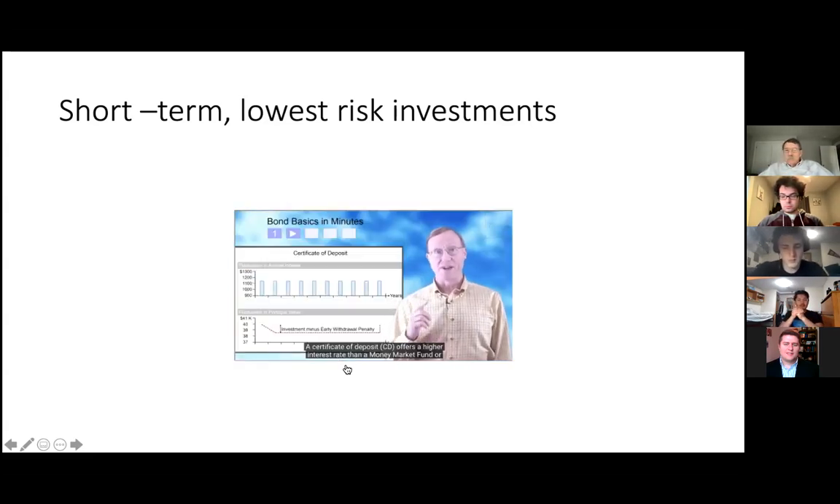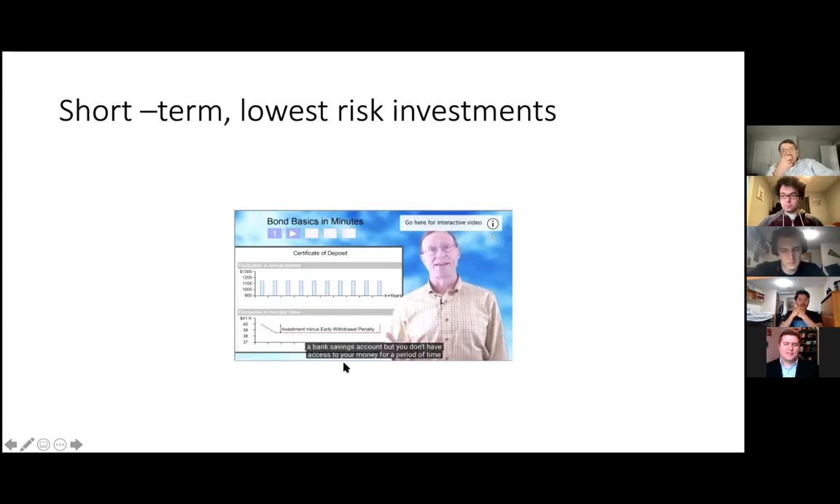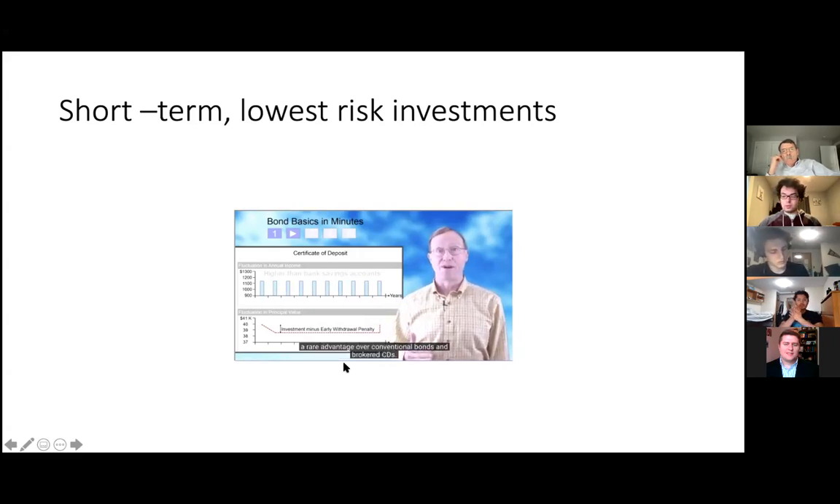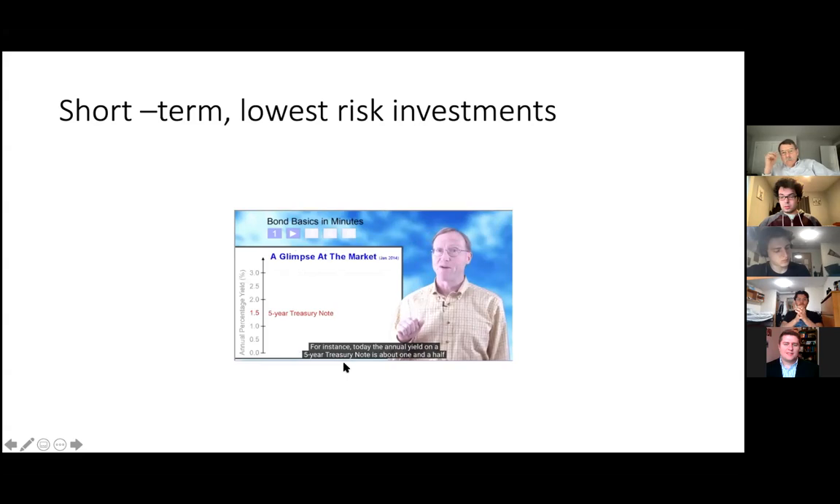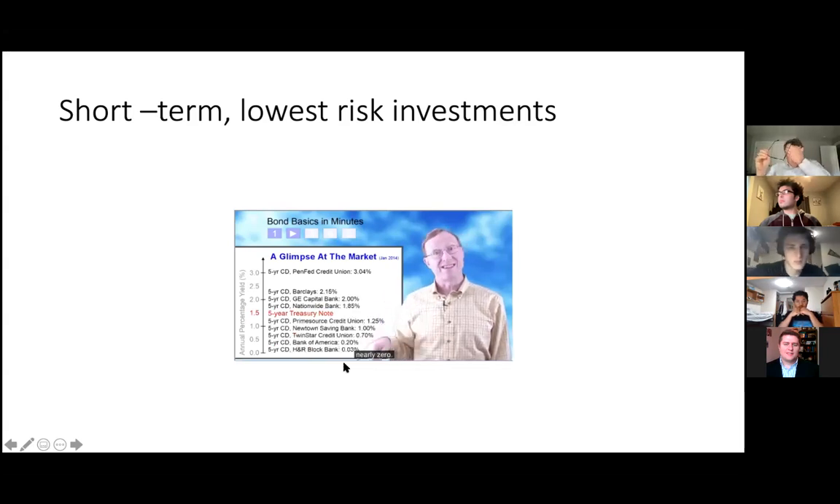A certificate of deposit offers a higher interest rate than a money market fund or a bank savings account, but you don't have access to your money for a period of time without paying an early withdrawal fee. CDs offered by a bank or credit union are simple interest-only bonds that are sometimes very attractive. The highest paying CDs have higher yields than treasury bonds and give the small investor a rare advantage over conventional bonds and brokered CDs. For instance, today, the annual yield on a 5-year treasury note is about 1.5%. But in contrast, the yield for a CD with equivalent term and risk varies from a high of 3% to nearly 0. Wow, that's quite a range, isn't it?